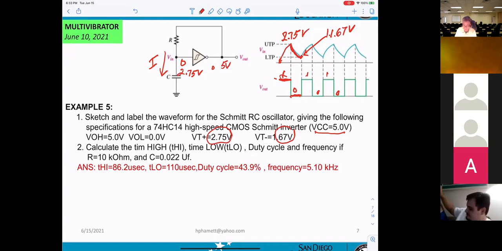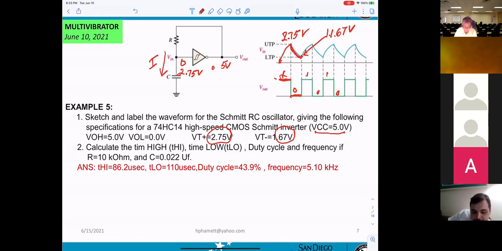Mr. Pham, just as a question, those letters where it says UTP and LTP, is that upper threshold point and lower threshold point? Yeah, okay, thank you. That is voltage threshold upper, and voltage threshold lower.